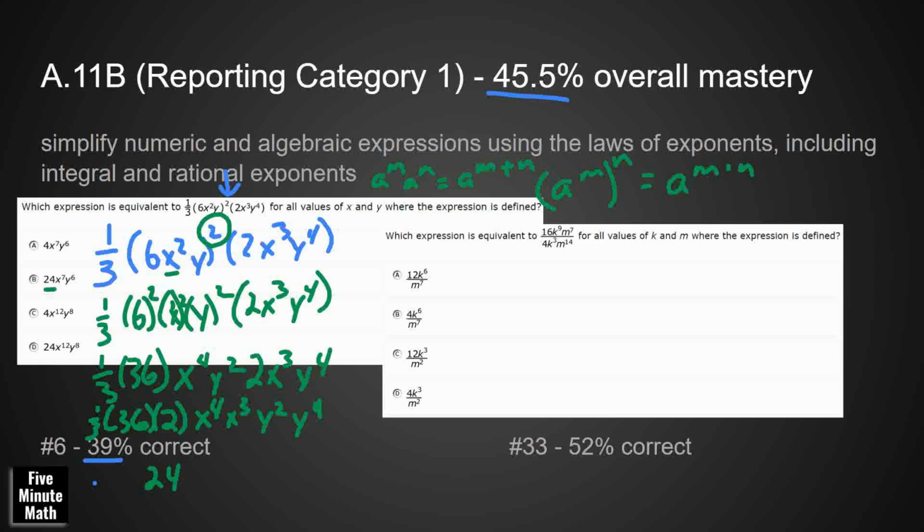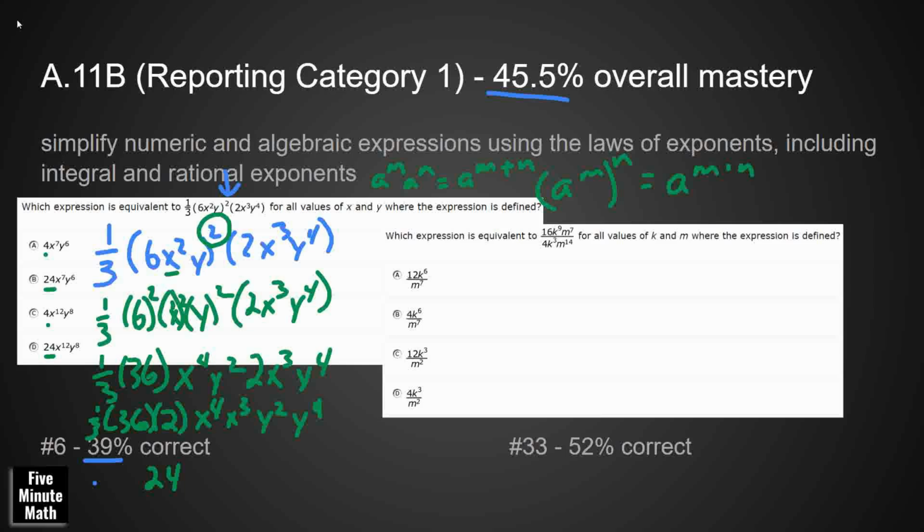So if I could just get that, I've already eliminated 2 answers, right? And you see where this 4 is coming from for A and C. That's if we're not squaring the 6. 1/3 of 6 is 2. 2 times 2 is 4. So they didn't square that 6.